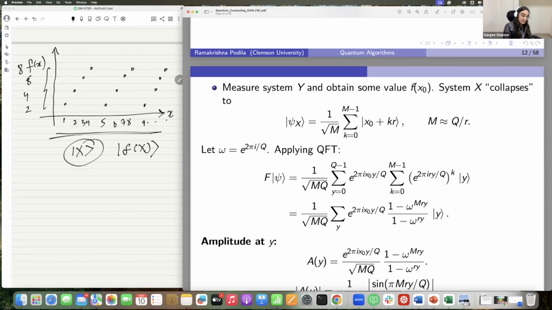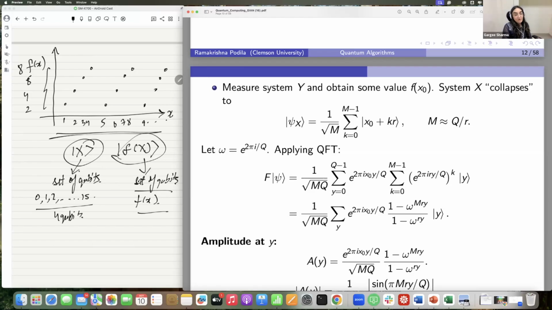What is basically in your quantum computer? This is just some set of qubits, and this is also some set of qubits. For example, if you want to store 0, 1, 2 up to 15, so x can only take values from 0 to 15, then you just need 4 qubits. Correspondingly, you have to find what values f of x can take, and then accordingly choose your number of qubits.